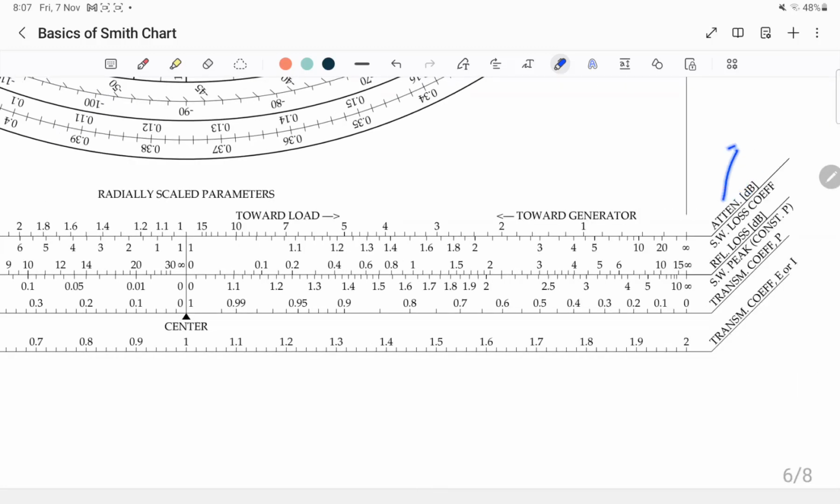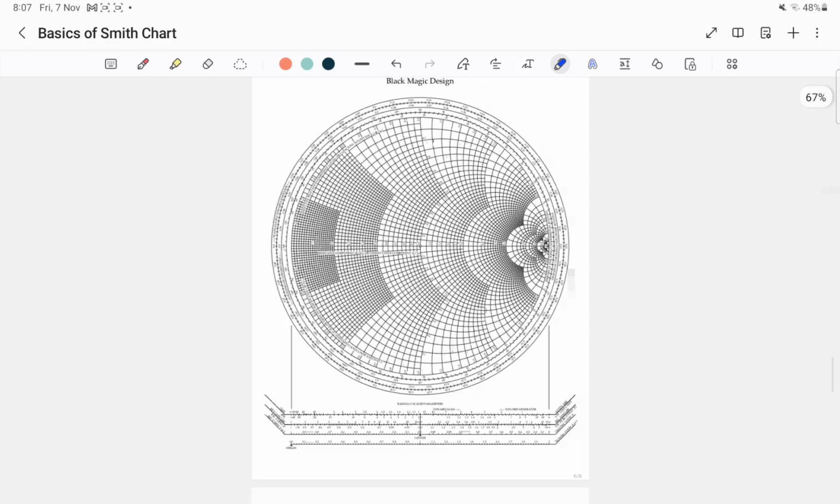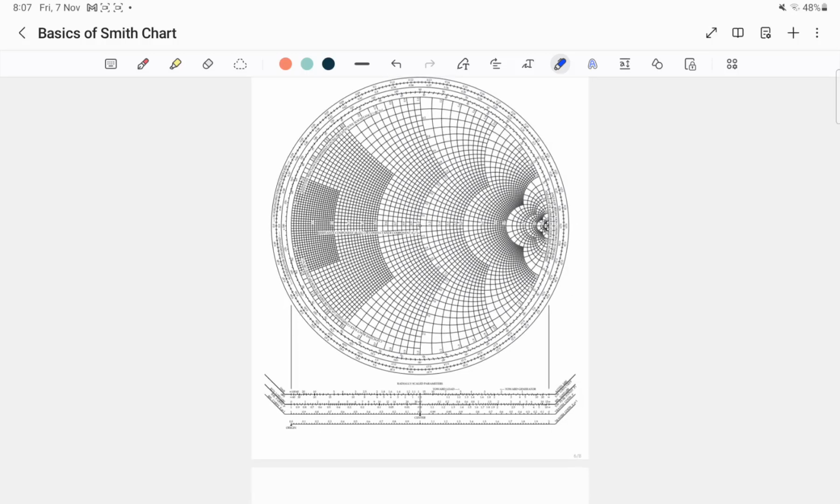Similarly, attenuation in dB, reflection loss in dB, transmission coefficient in terms of power, transmission coefficient in terms of voltage and current. These are various scales in a Smith chart. I have explained this measurement scale of Smith chart in great detail in a different video, which you can watch in the playlist of this lecture. So I am not going to go in detail regarding the measurement scale of this Smith chart, but you can watch that video. That will be very helpful for you.